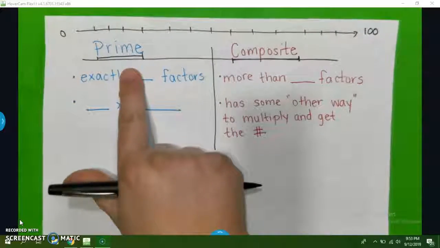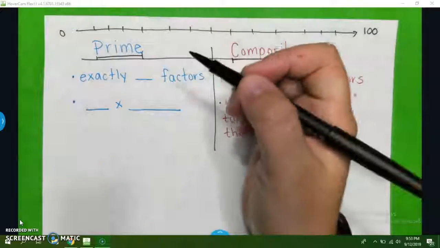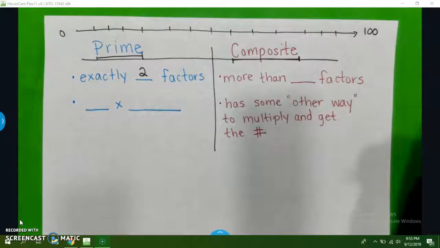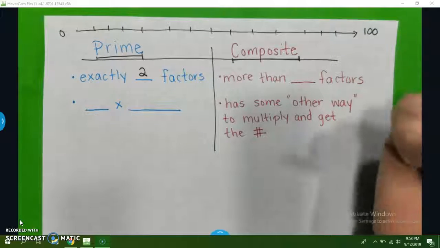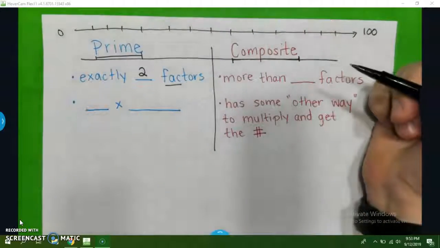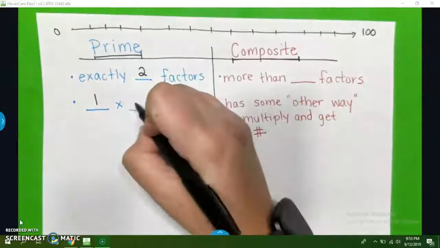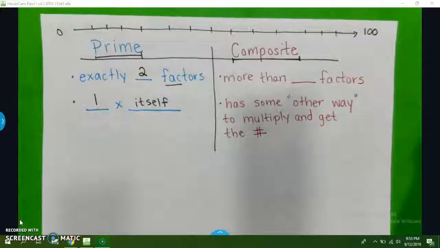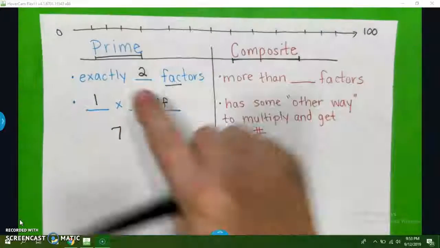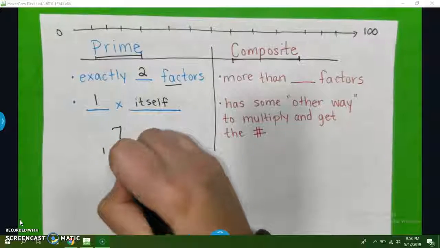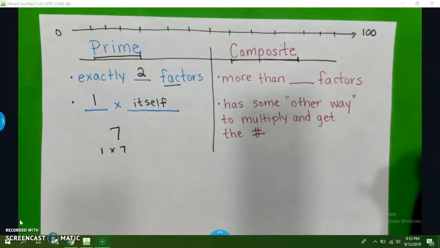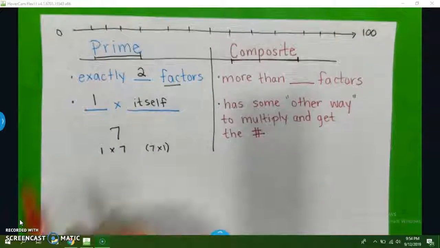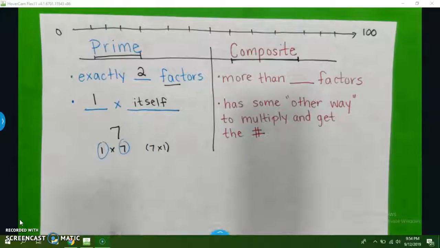So if we just look at our definition, prime has exactly how many factors? Hopefully everyone is yelling 2 factors. The only fact that will give you a prime number is 1 times itself. There's no other way to get that number. So for example, 7 is a prime number because the only way to get 7 is 1 times 7. No other way in this world will give you that. Well, of course, you may be thinking 7 times 1. That's still the same 2 factors, 1 and 7.